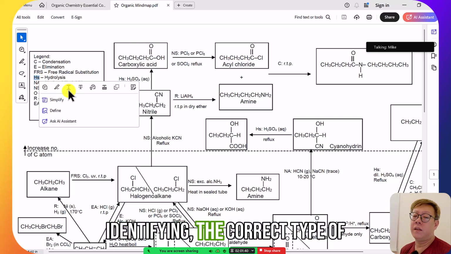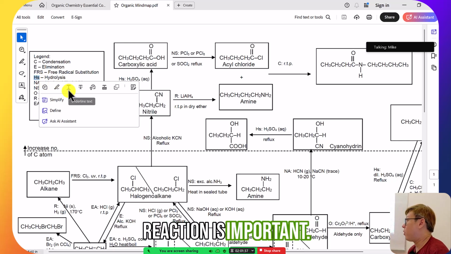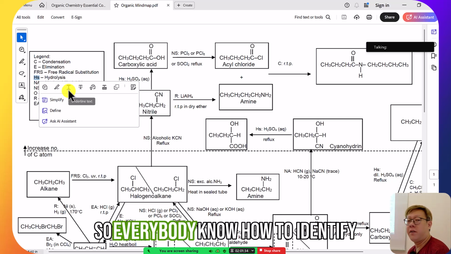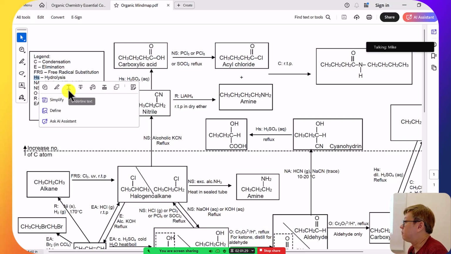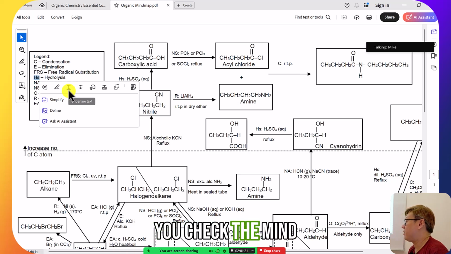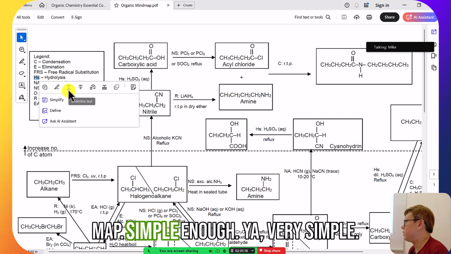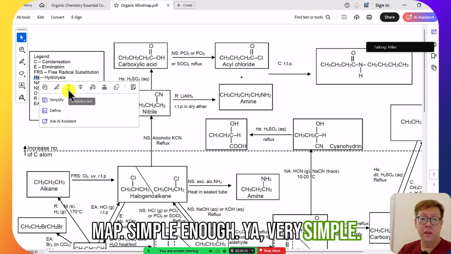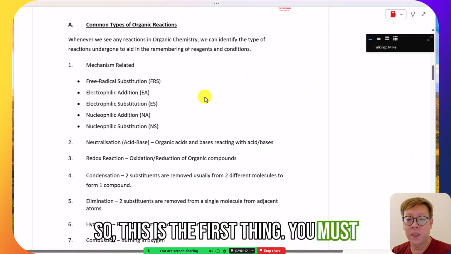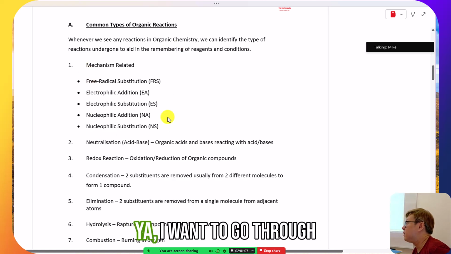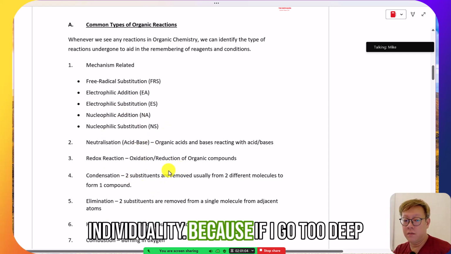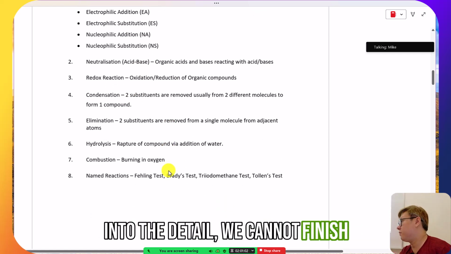So identifying the correct type of reaction is important. Clear? Everybody knows how to identify the type of reaction. If you don't know what to do, you check the mind map. Simple or not? Very simple. So this is the first thing: you must know how to identify the types of reaction. Everybody clear about this? I will not go through each individually because if I go too deep into the detail, we cannot finish today.